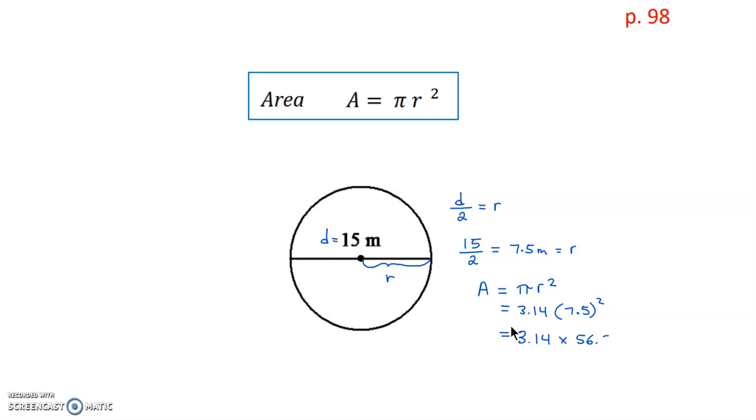And then we're going to multiply that by our rounded pi, 3.14. So the area here is 176.625 square meters. And depending on the question, they may ask you to round. Maybe you have to round to the whole number. Maybe you have to round to the tenths place. So just be careful to read the question very carefully.